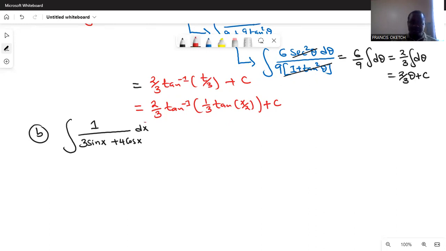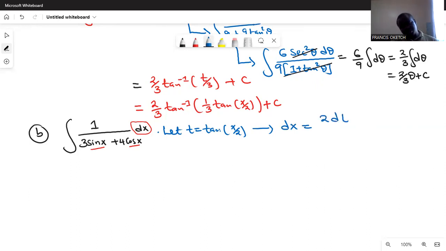You need to replace dx. You also need to know what is cos x and what is sin x in terms of t. We have already given you the hint, so let me just write them here. It is better to work with the hint. You start by saying let t be equal to tan x over 2. So with this substitution, you'll get dx to be equal to 2 dt over 1 plus t squared.